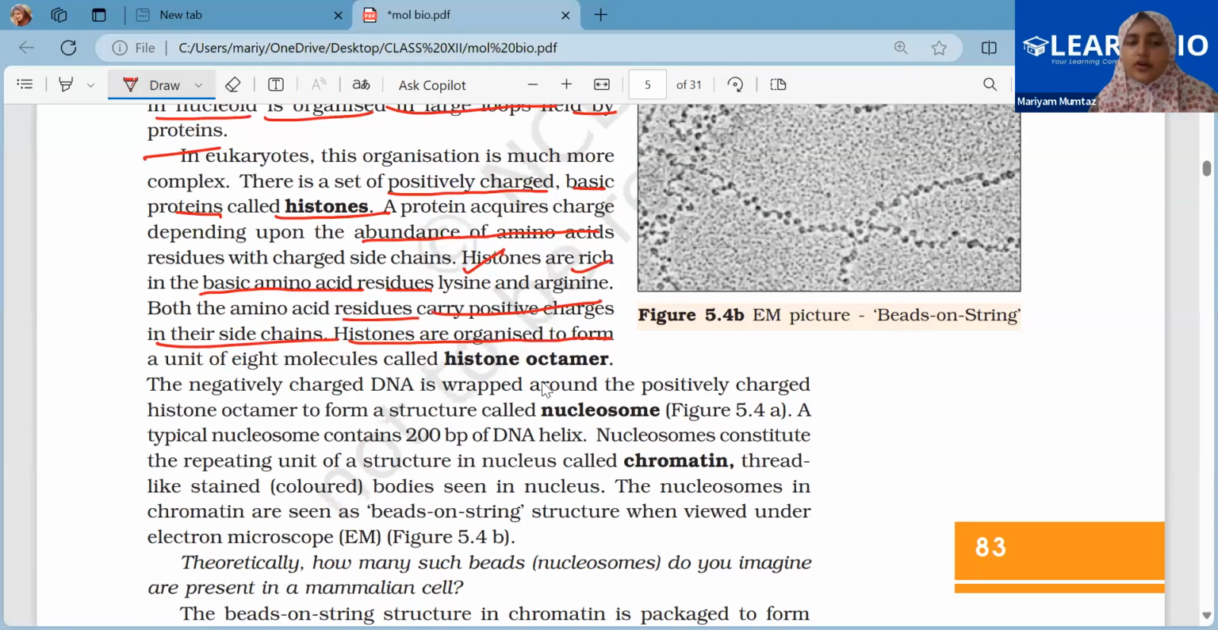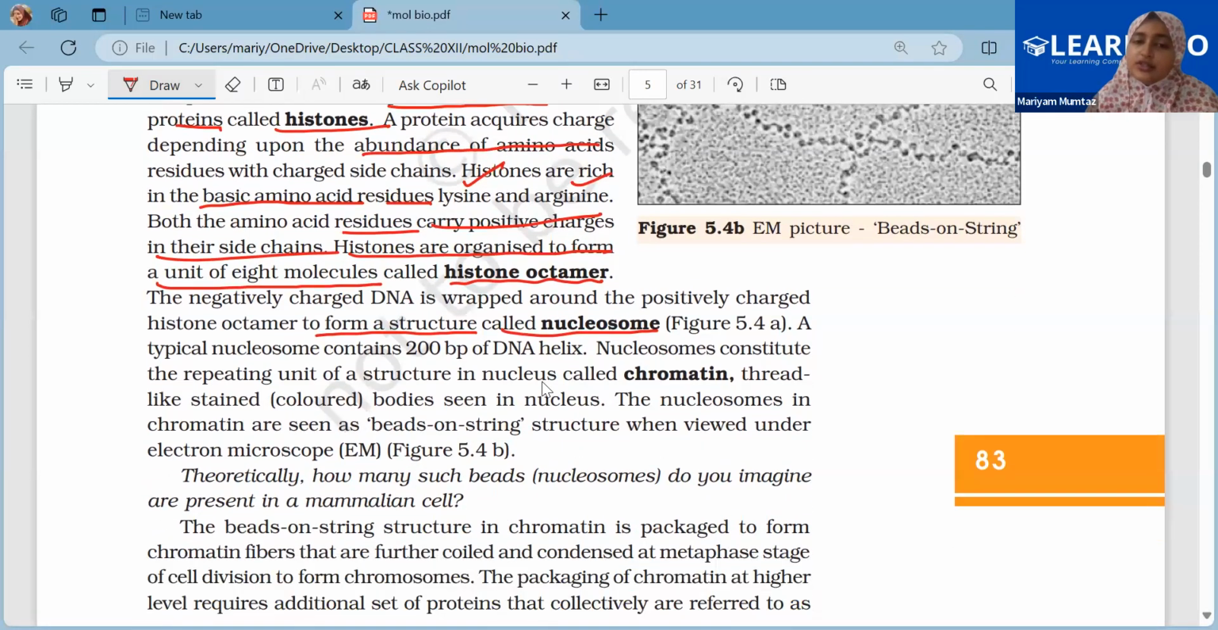Histones are organized to form a unit of 8 molecules which are known as histone octamer. Now the negatively charged DNA is wrapped around the positively charged histone octamer to form a structure called the nucleosome. So when the DNA wraps around the histone, it makes a nucleosome. A typical nucleosome contains 200 base pairs of DNA helix. Nucleosomes constitute the repeating unit of a structure in the nucleus known as the chromatin, the thread-like stained or colored body seen in the nucleus.